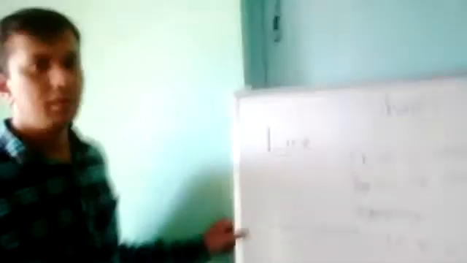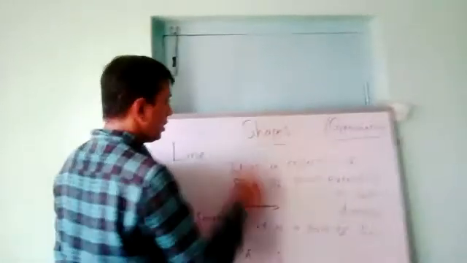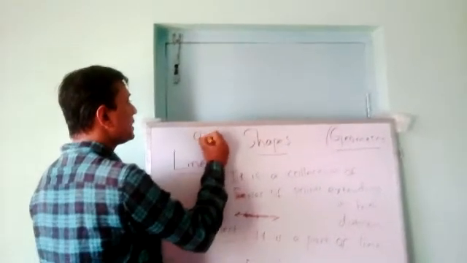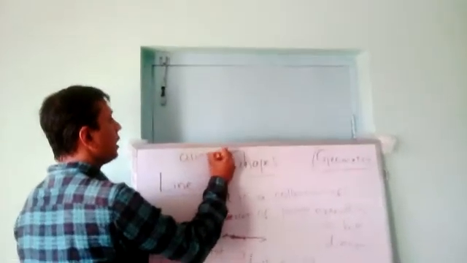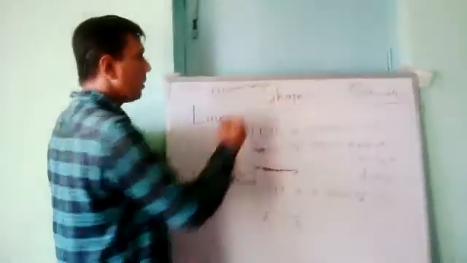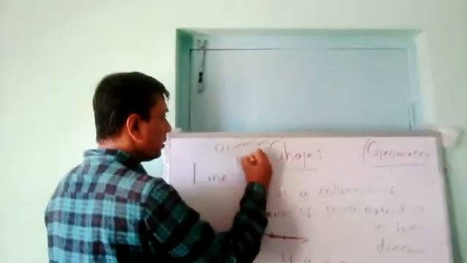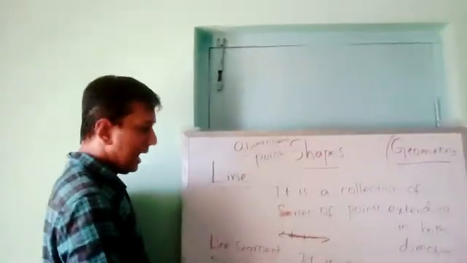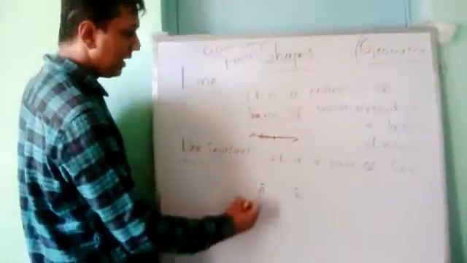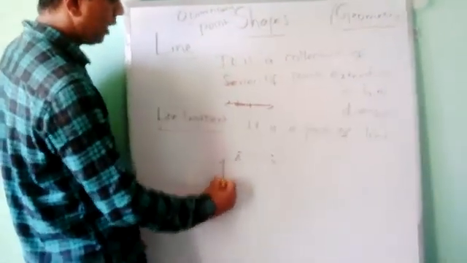After this, one more thing. We have discussed the zero-dimensional object. What is that? You have to recall. What is a zero-dimensional object? Point. Very good. Point.